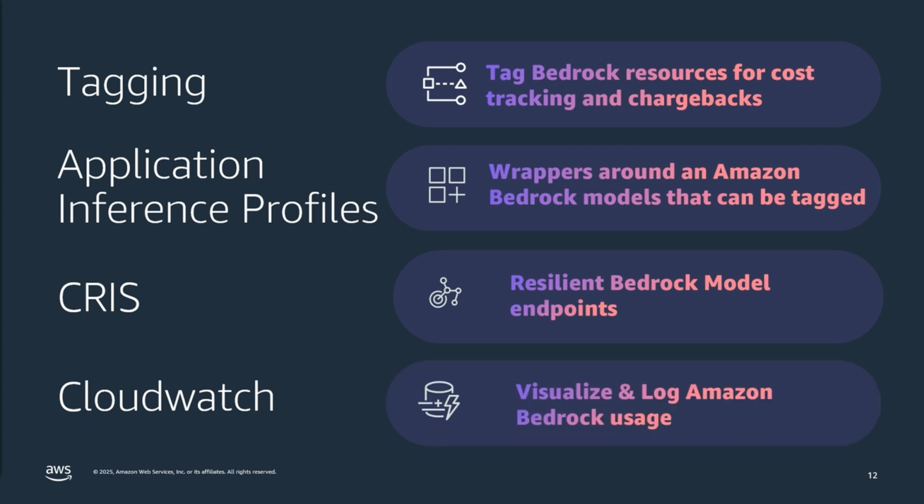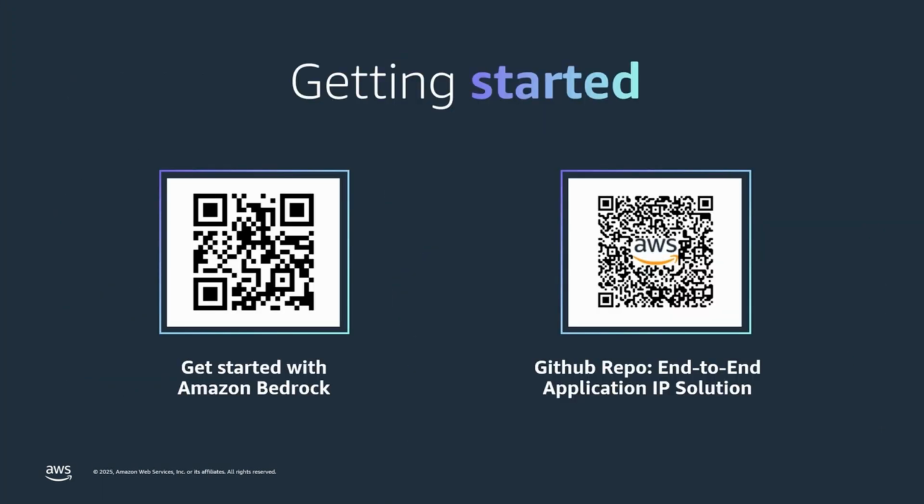Lastly, CloudWatch. This is a monitoring and observability service that provides real-time visibility into AWS resources. So for this purpose, it will allow you to visualize and log Amazon Bedrock usage and usage of specific IPs. That brings us to the end of our video. To reiterate, application inference profiles are perfect for cost tracking and budgeting for multi-tenant environments using Amazon Bedrock.